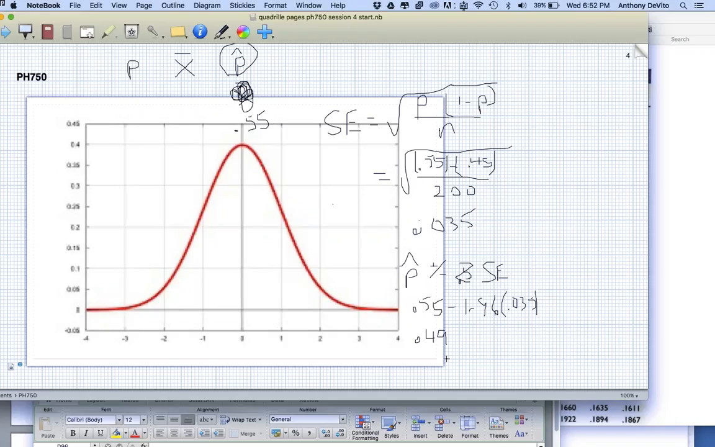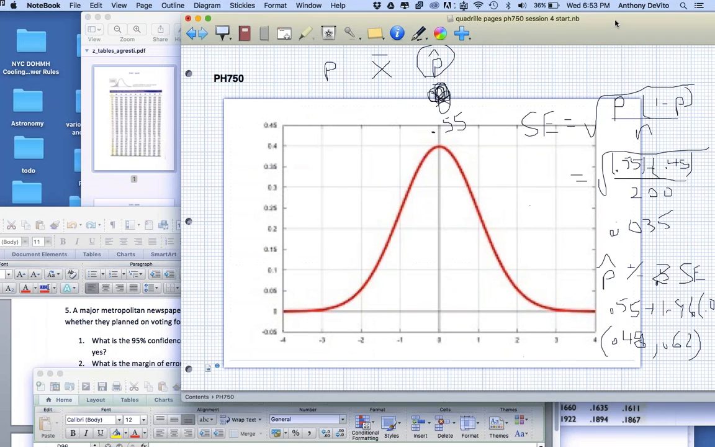The upper limit is going to be 0.55 plus 1.96 times the standard error, so I'm changing that to a plus. 2 times 0.035 is about 0.07, so the lower limit would be 0.48. And the upper limit would be 2 times 3.5, which is 7%, added to the 55, so 0.62. So I'm 95% confident that the true proportion for everybody in the city, the entire population, is between 0.48 and 0.62.